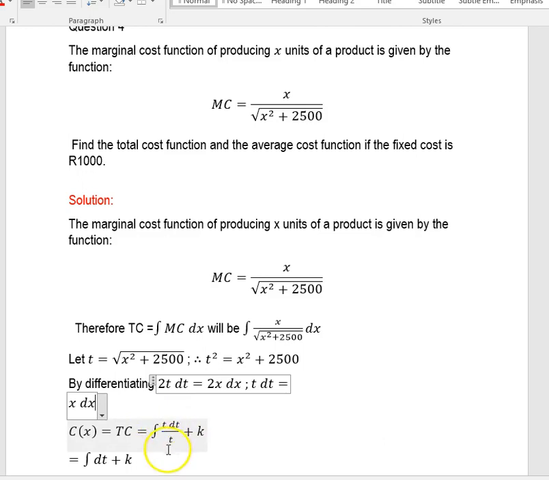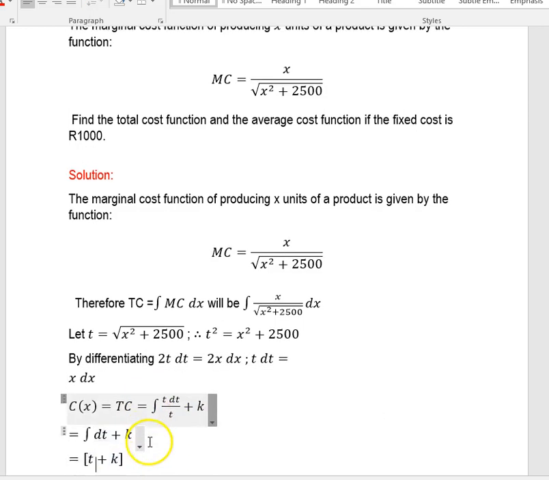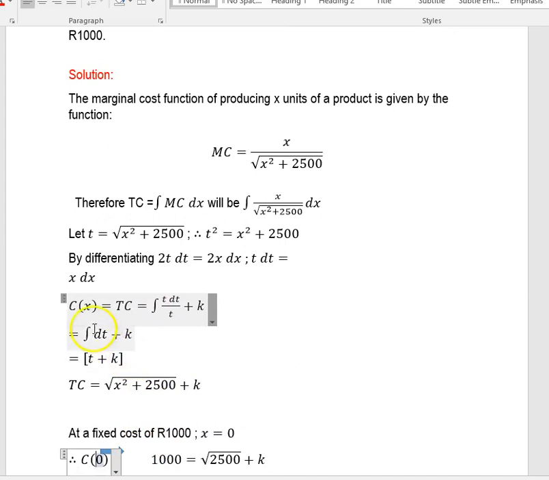The t will also cancel out, so we're going to be integrating dt. If I integrate dt, it gives me t plus your constant. Now, from there, we can replace back t as we see there. That is our total cost function.